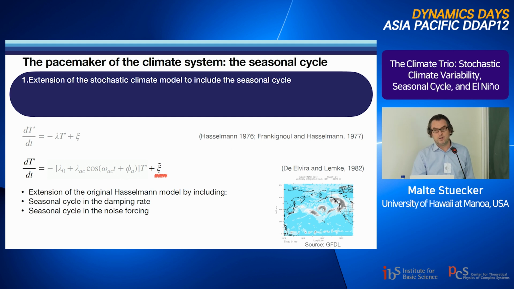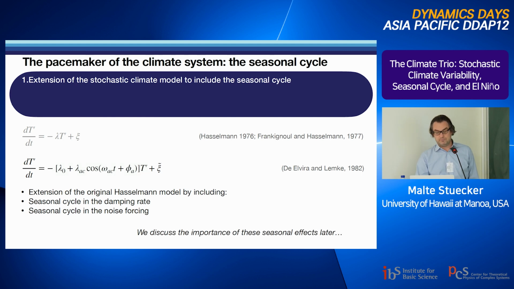Next, there's a seasonal cycle in the noise forcing, and this is quite natural to include here because we know that the atmosphere exhibits a strong seasonal cycle in its variability, with the storm track in the northern hemisphere being most active in the winter season and more quiescent in the summertime. Now, we discuss the importance of these seasonal effects a bit later, so I'll come back to those.